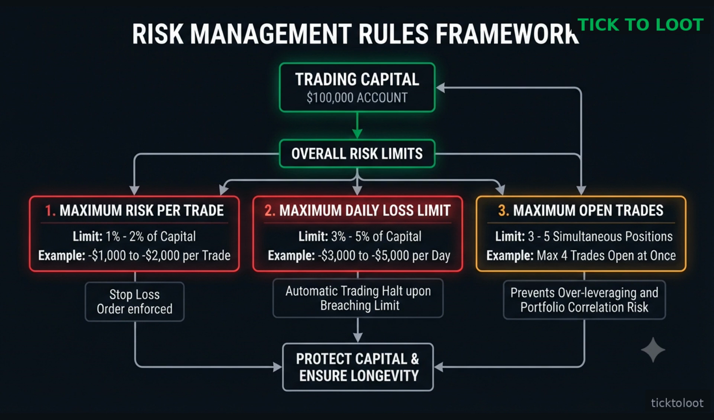Risk rules are an essential part of your trading plan. These rules help you manage your risk and avoid significant losses. For example, you might have a rule that says you never risk more than 1 to 2% of your account balance per trade. This means that if you have a $10,000 account balance, you would never risk more than $100 to $200 per trade. You might also have a rule that says you never have more than 3 to 5 open trades at any given time. This helps you avoid over-leveraging your account and reduces your risk of loss.